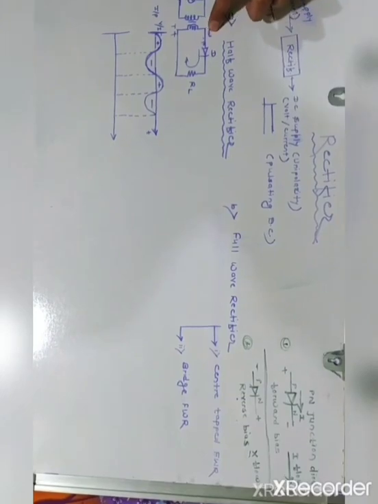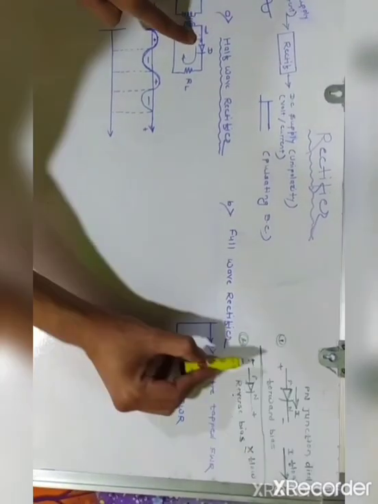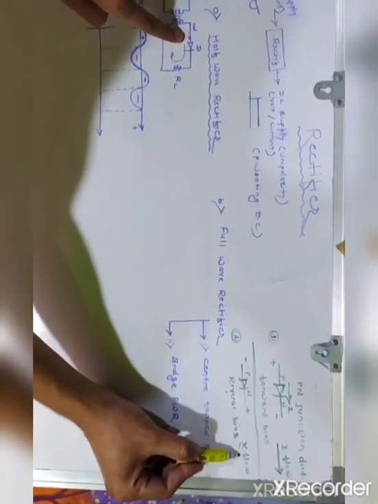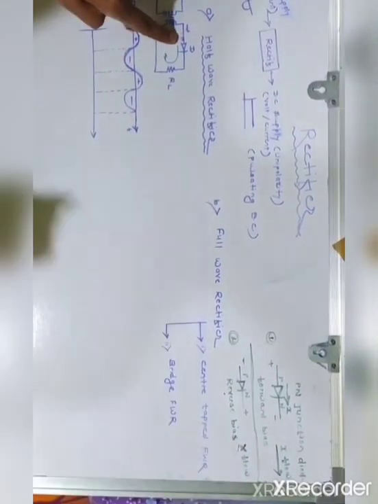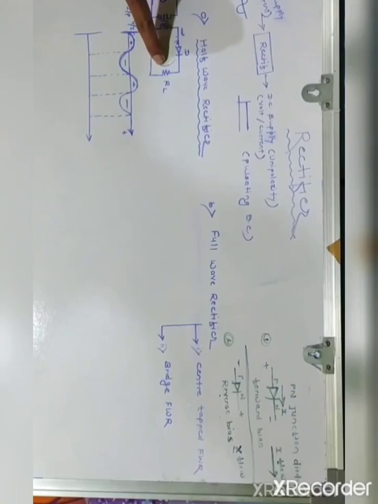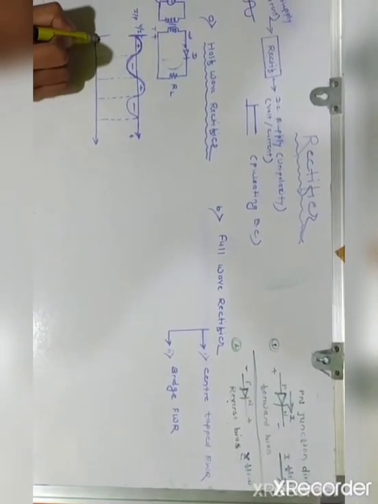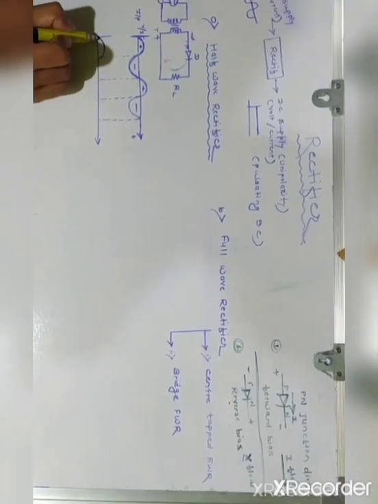The negative terminal is connected to the P side, reverse bias condition, so there is no flow of current, zero. There will be no flow of current. Now during the positive half cycle, what? You are getting the current, you are getting the output.